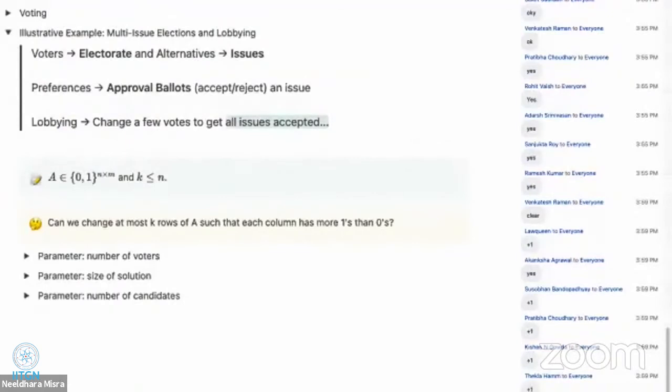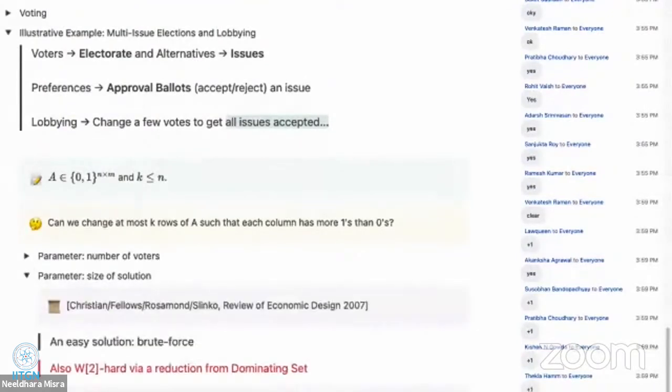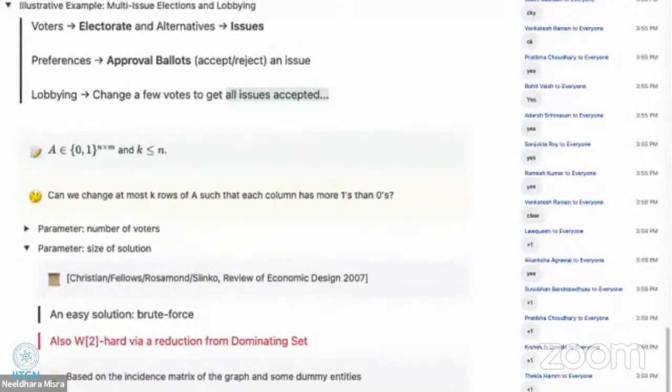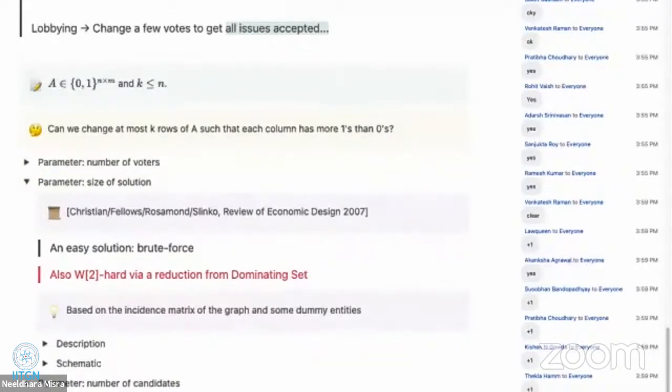Now, you could also think about the solution size as the parameter. And again, there is an easy brute force solution because you could just guess the rows that you want to pick. But you also have a W2 hardness reduction from dominating set, which is in a very similar spirit.